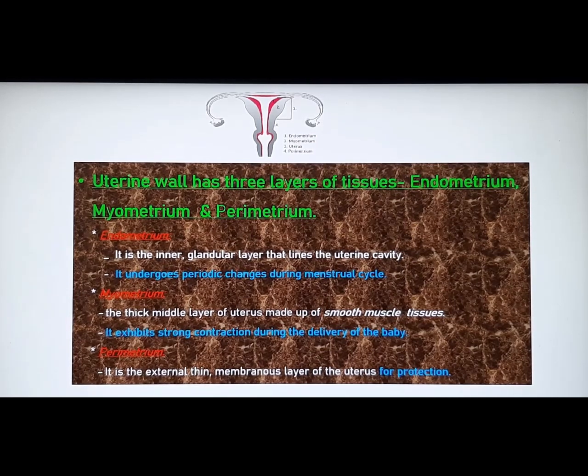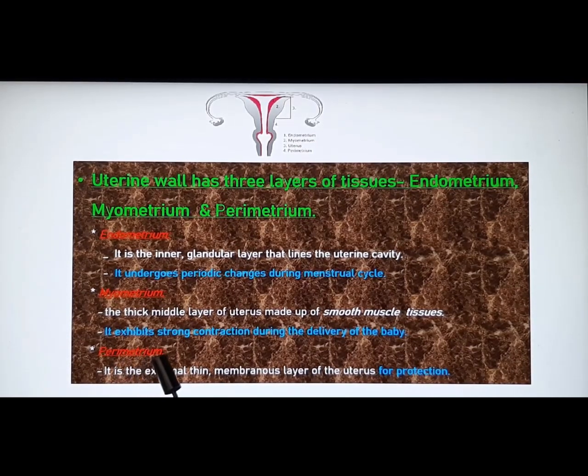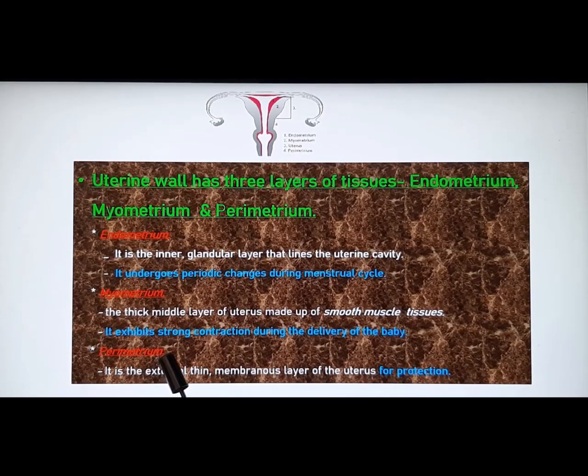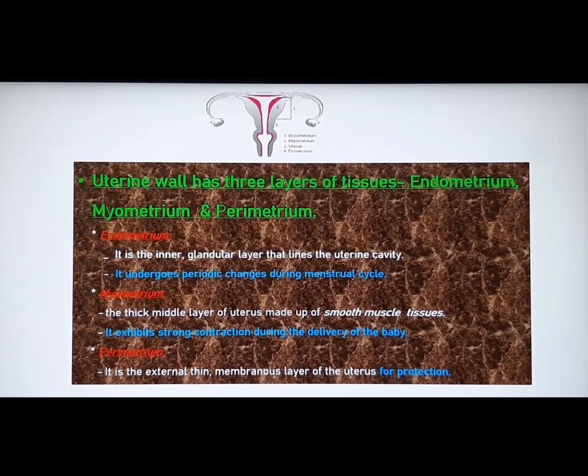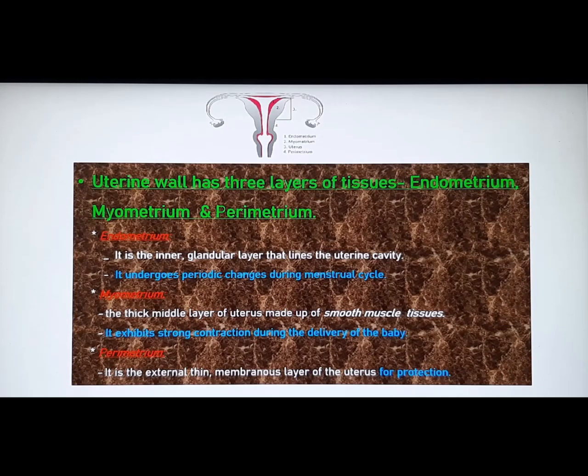And the outer layer is known as the perimetrium. It is the external thin membranous layer of the uterus for protection.